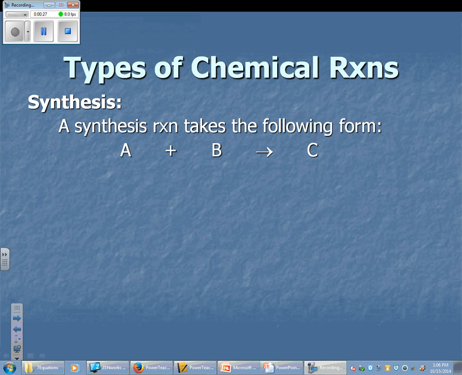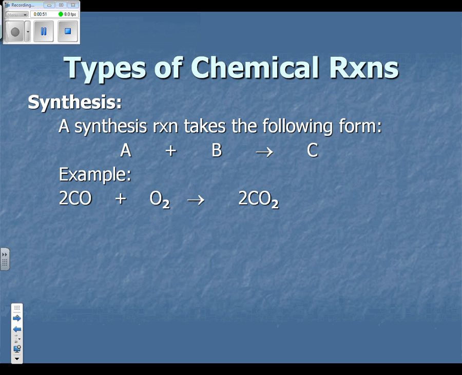The first type is a synthesis reaction, and it takes this form: A plus B gives you C. Now, it could be A plus B plus D plus E plus F gives you C, as long as it's only forming one thing. The way I remember this one is synthesis. If I synthesize music, that means I'm making music. So in a synthesis reaction, we're making one thing.